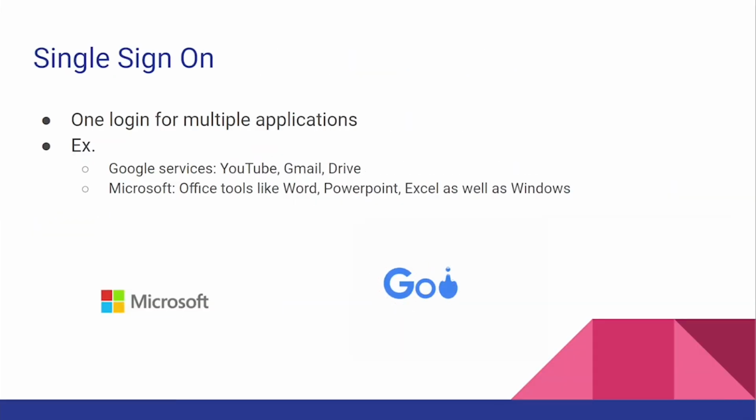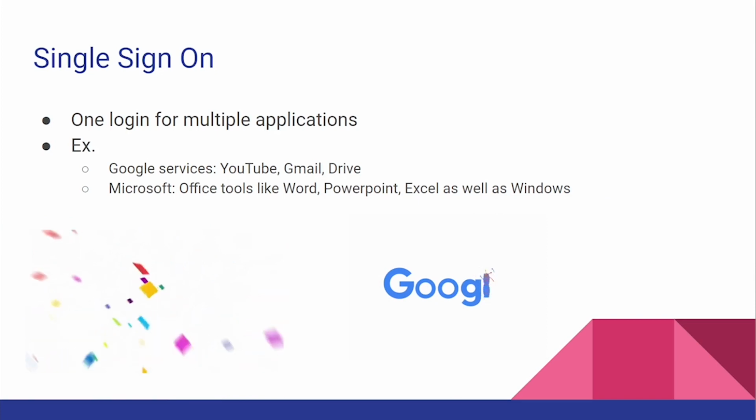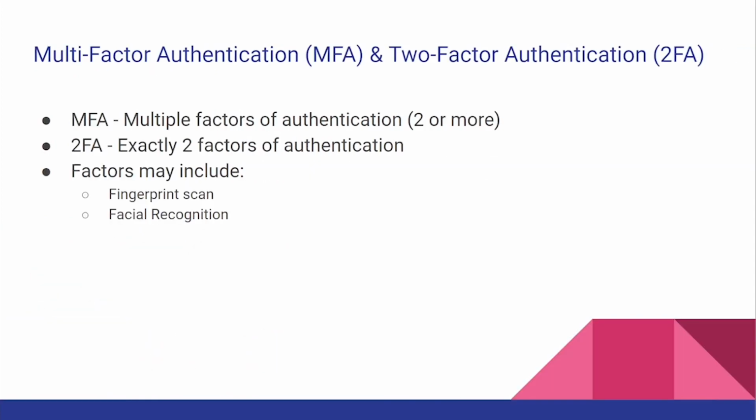Single sign-on, or SSO, is an authentication method that refers to one login for multiple applications. On a similar note, multi-factor authentication, or MFA, requires multiple factors of authentication when logging in. This adds an additional layer of security. Two-factor authentication requires two forms of identification.